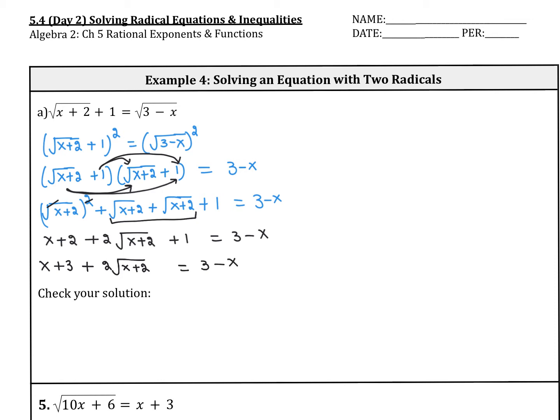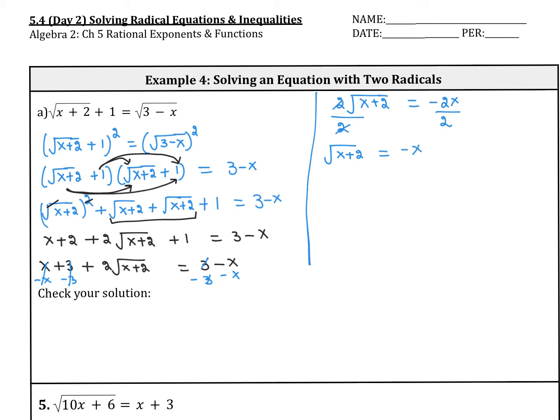Now we are going to subtract the x on both sides and subtract 3 on both sides. So what do you get here? You get 2 square root x plus 2 left on this side, and on the other side you have 3 and 3 cancel, and negative x would be negative 2x. Now we're going to have the radical symbol by itself, so you divide by 2 on both sides. So what you get here is square root of x plus 2 equals negative x.